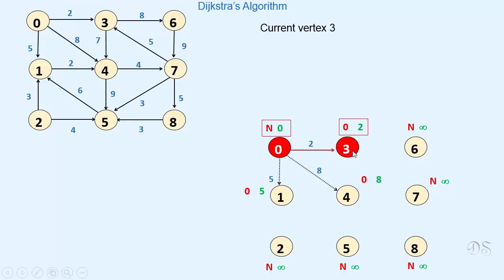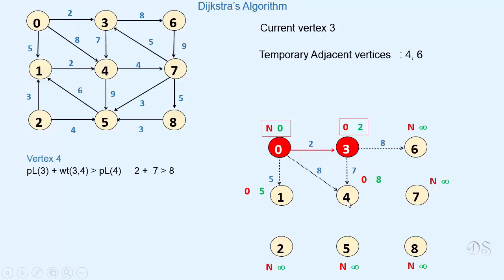Now this vertex 3 is our current vertex. We have to examine all the temporary vertices that are adjacent to vertex 3. Vertices adjacent to vertex 3 are 4 and 6 and both of them are temporary. So we'll examine vertices 4 and 6. First we take this vertex 4.